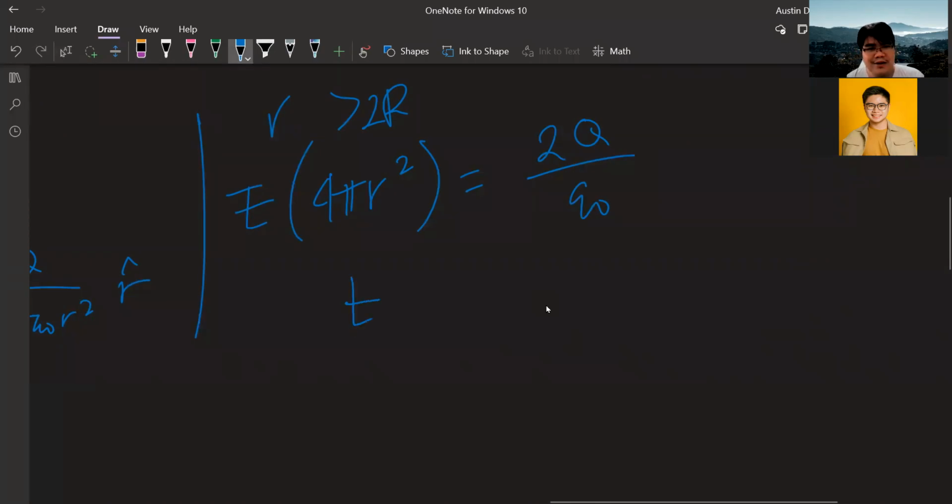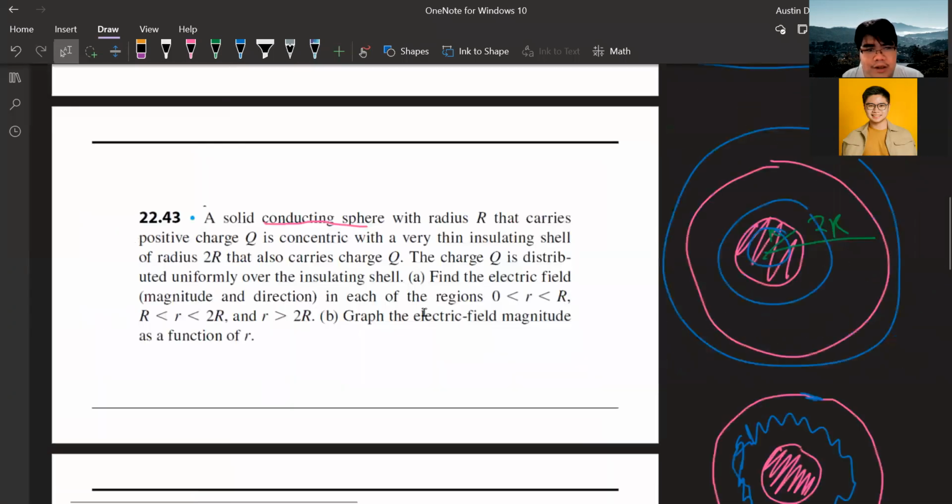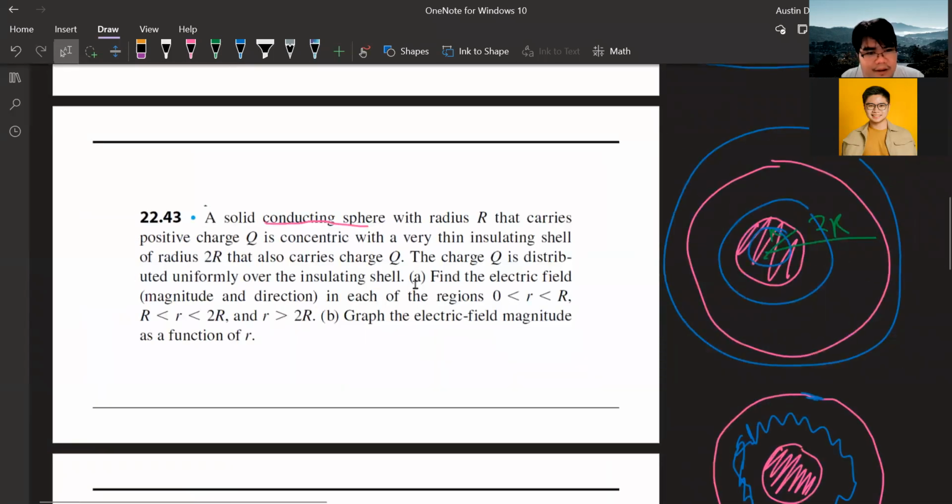Okay, and tuloy natin. This would be Q over 2 pi epsilon naught r squared. Okay, kinancel ko lang yung 4 dito at yung 2 doon. So therefore, we're left with 2 in the denominator. Of course, this is a vector. You just pop that in. Okay, we're done with the first question.